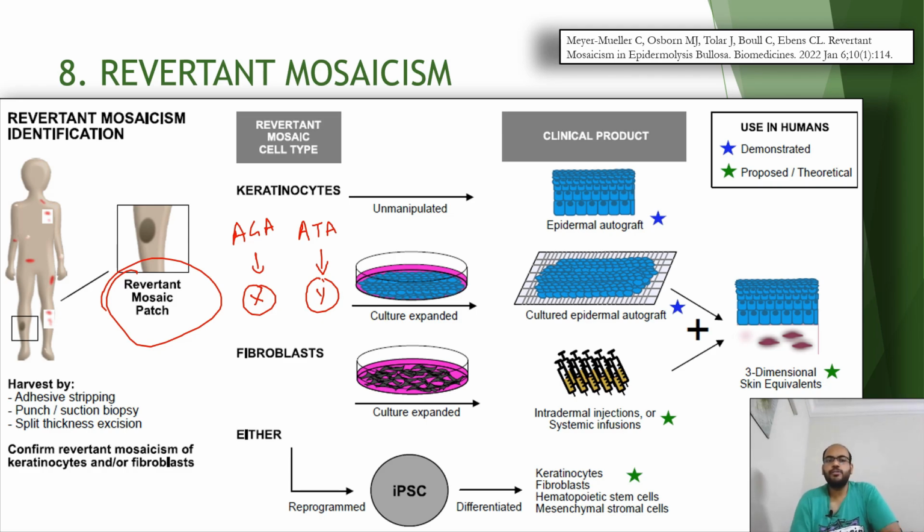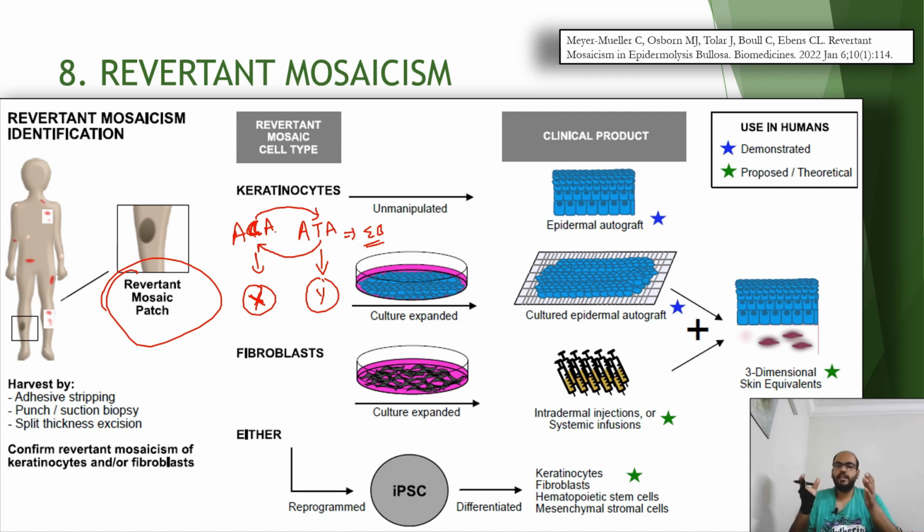Okay. So what happens is, let's say if this mutation happens, the child has EB. If this mutation happens, but in case of revertant mosaicism, this ATA undergoes again a mutation and turns back to G, or it can have another mutation and turn back to C, while ACA also translates for X. Okay, so you have a mutation and another mutation that negates the effect.